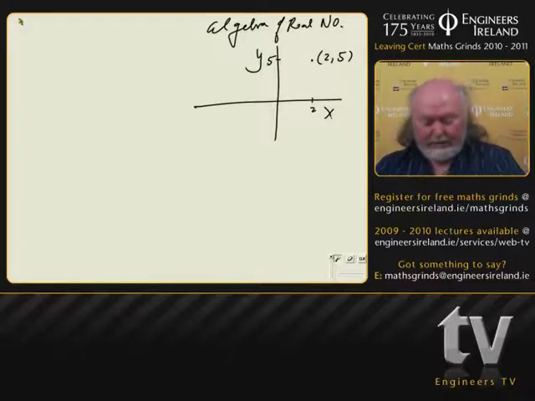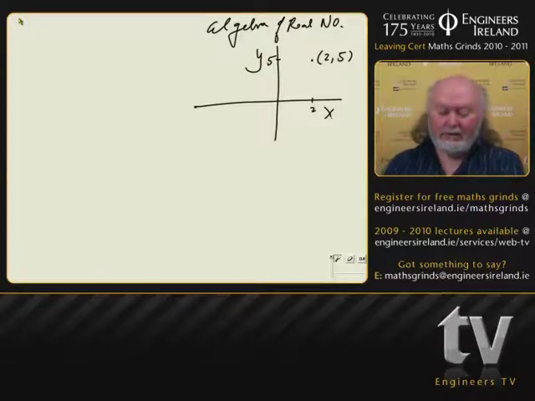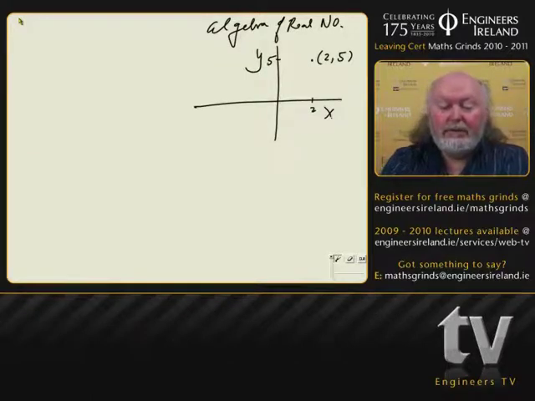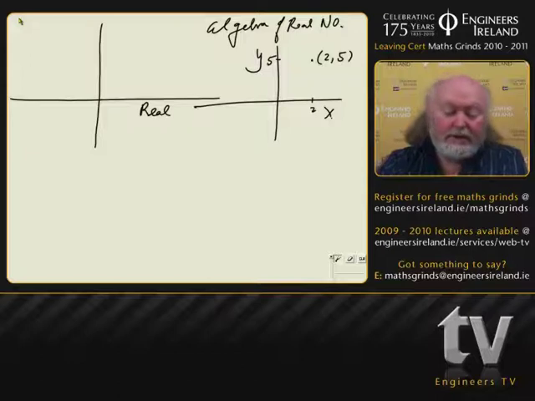We can also plot complex numbers, but, like oil and water, we can't mix the real part with the imaginary part. So we draw something quite similar, only this axis, instead of being called x, is the real part, and this one is the imaginary one.